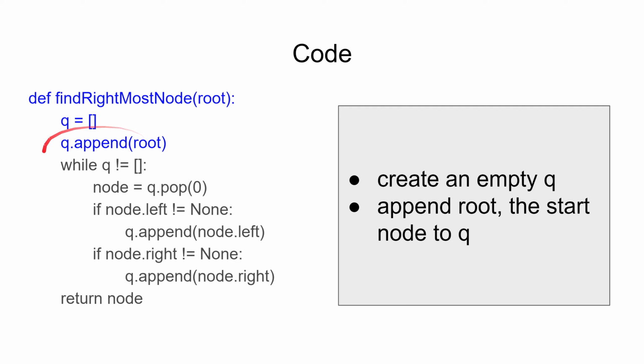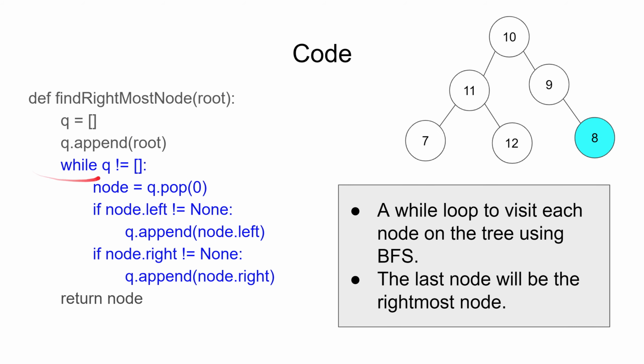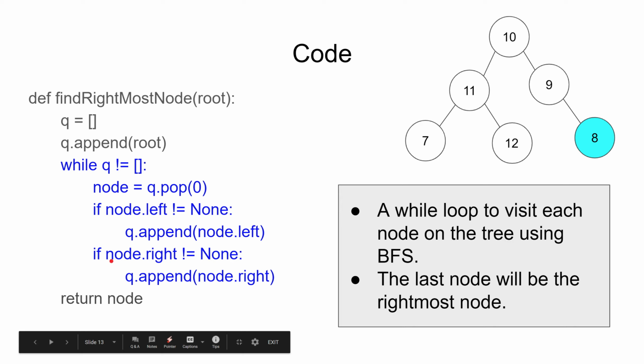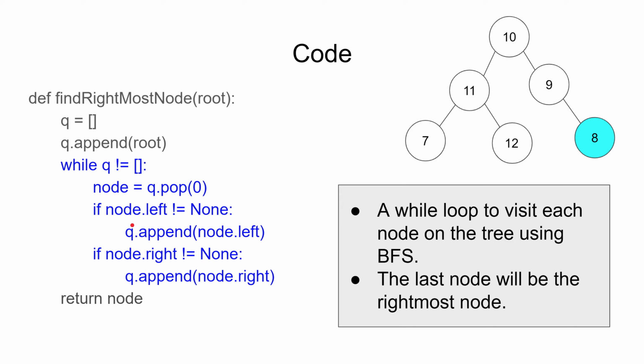So it creates the queue to be empty, and you append its starting node of the tree to it, the root. You have a while loop, and then you pop out the front and append its left and right until it's empty. And it will return the rightmost node, 8.